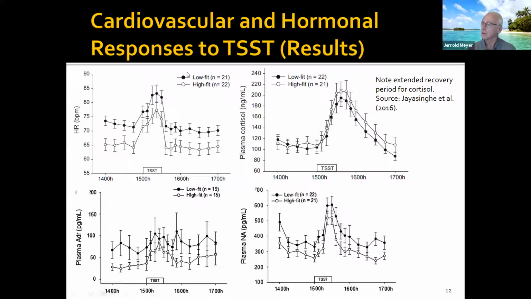So here's heart rate. So here's the low and high fitness groups. There weren't big differences between the groups, as you can see, and it's not that important for us. But you can see here's the test itself. Nice heart rate response on average. Here's plasma cortisol, a very nice plasma cortisol response.